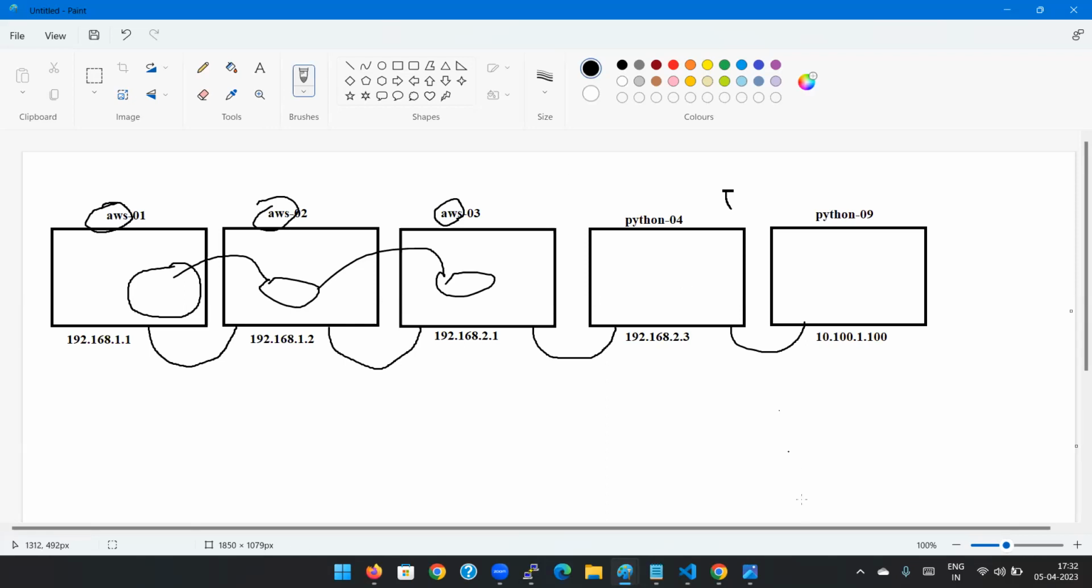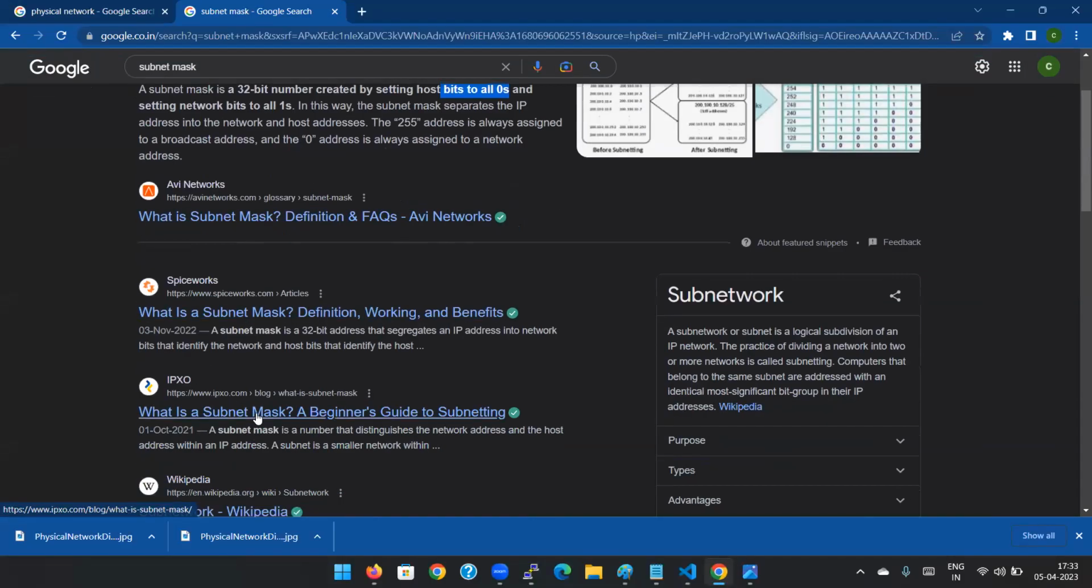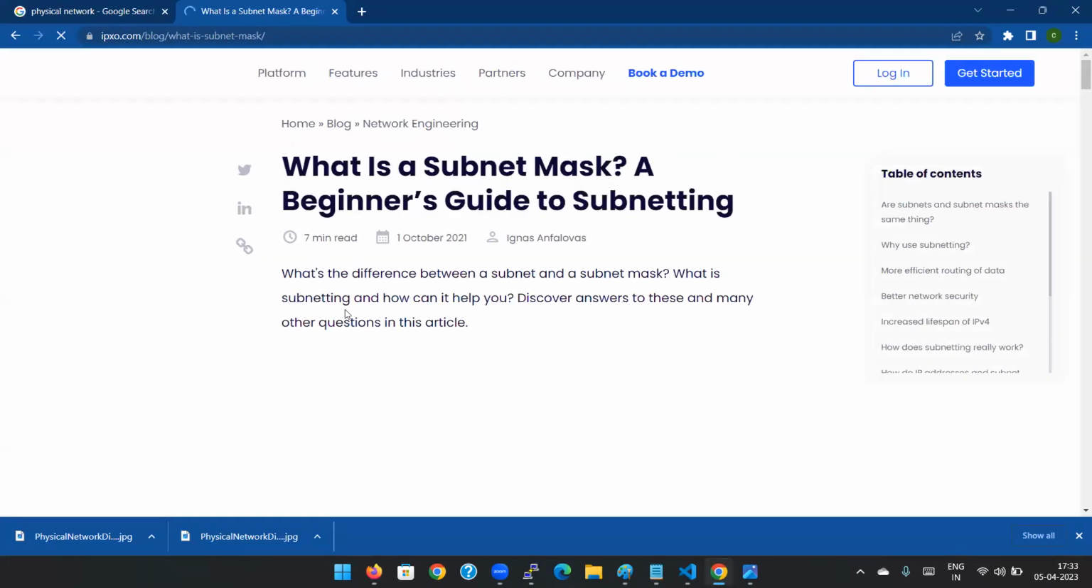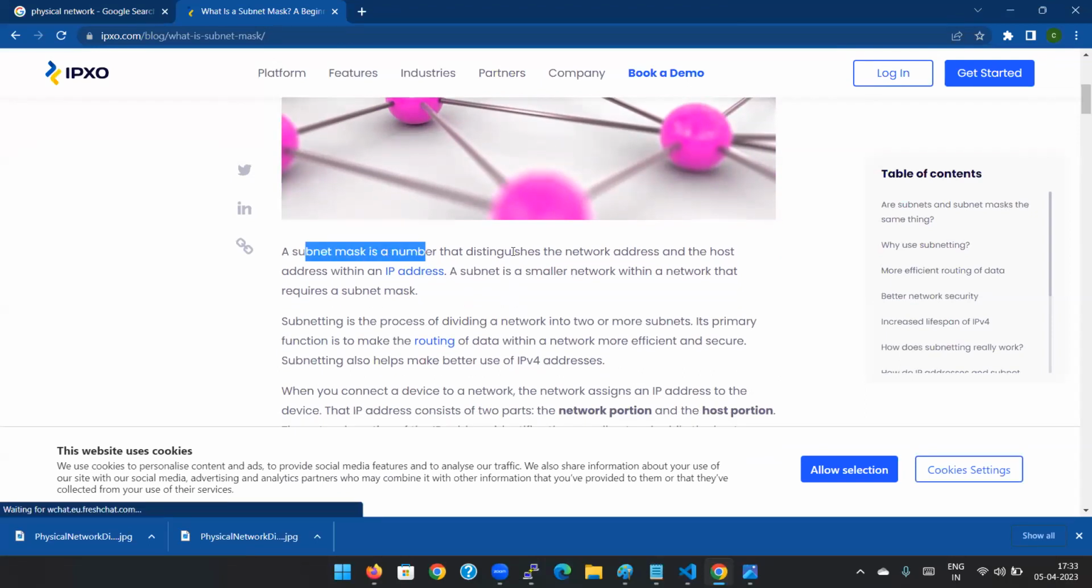I did not understand this, sir. Can you make it clearer? So let us see what the subnet mask will do. A subnet mask is a number that distinguishes the network address and host address within an IP address.